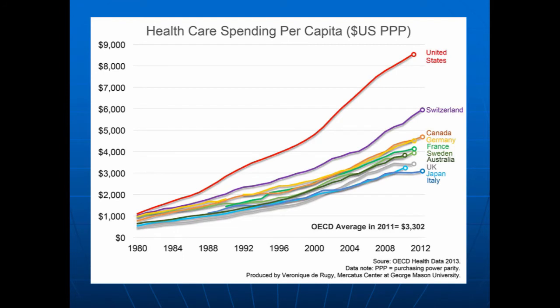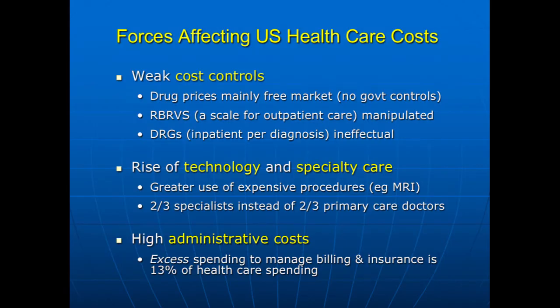Here's another view in dollars instead of percent of GDP. It's the same story. What's behind these costs? Careful comparisons of the US and other OECD countries identify three major factors. First is weak cost controls.